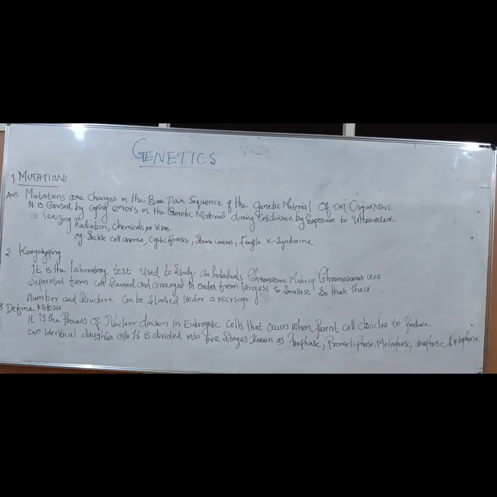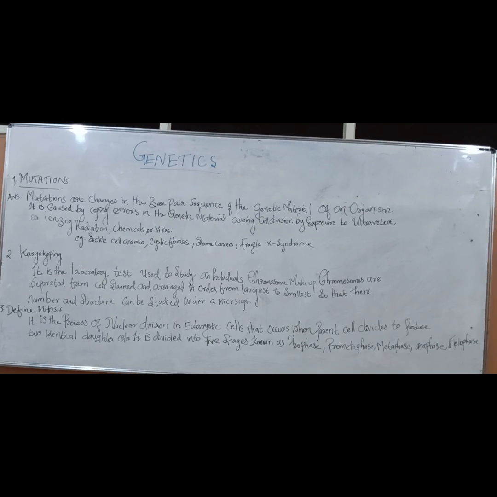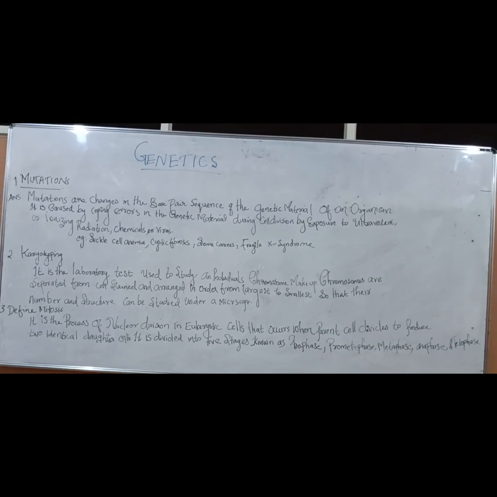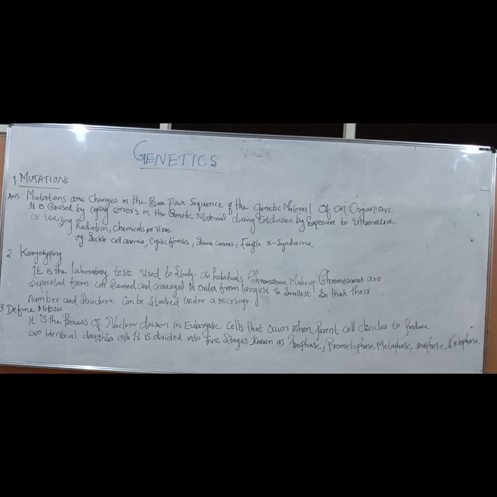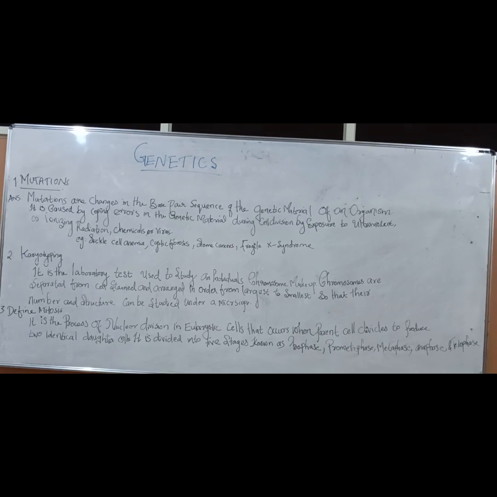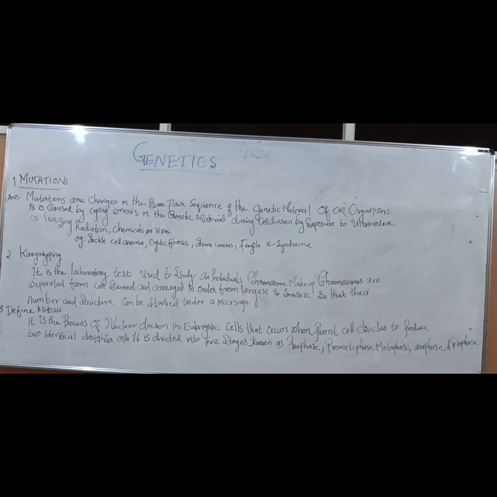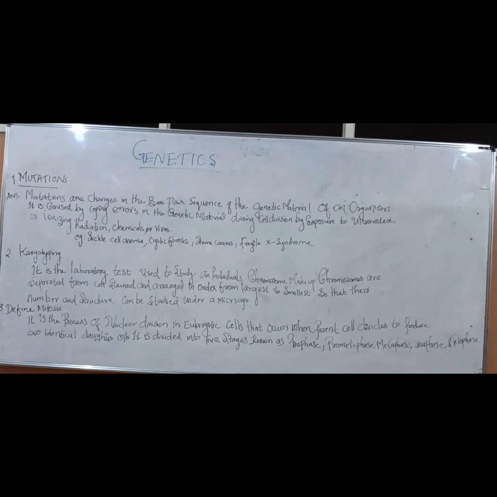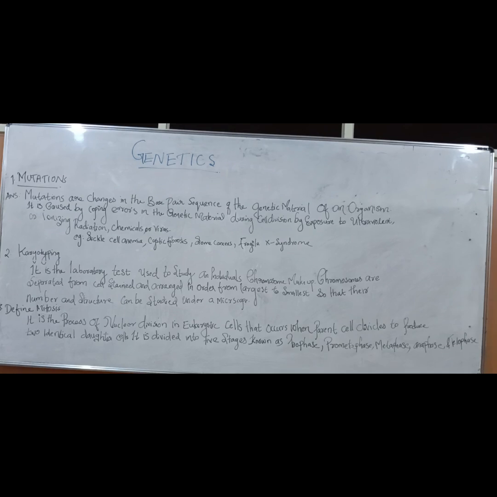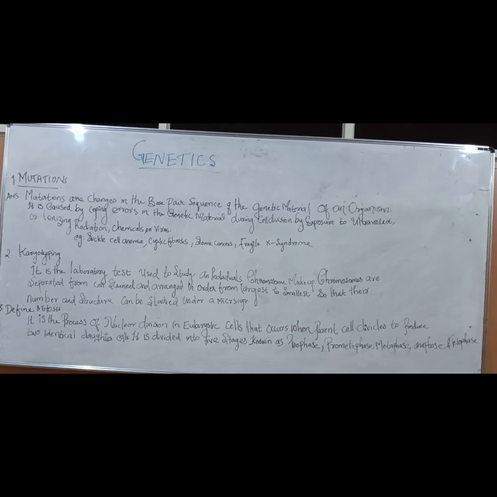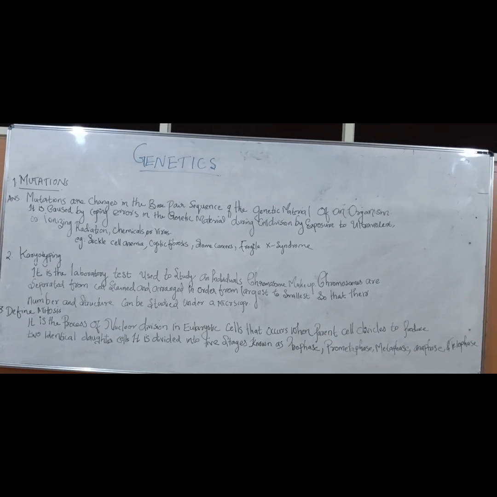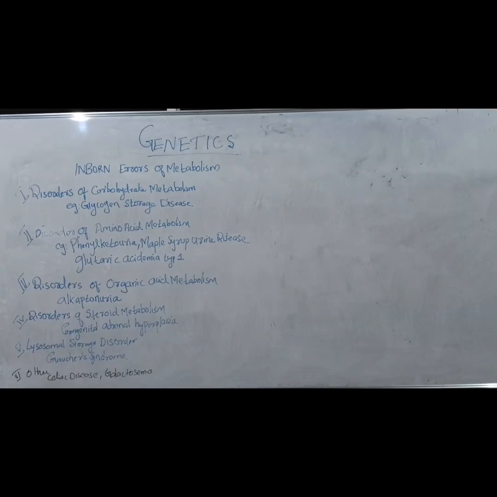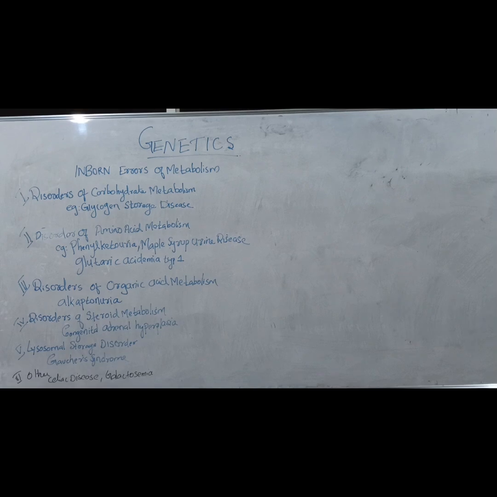And the third question is define mitosis. It is the process of nuclear division in eukaryotic cells that occurs when the parent cell divides to produce two identical daughter cells. You may be knowing it is divided into 5 stages: prophase, prometaphase, metaphase, anaphase and telophase.